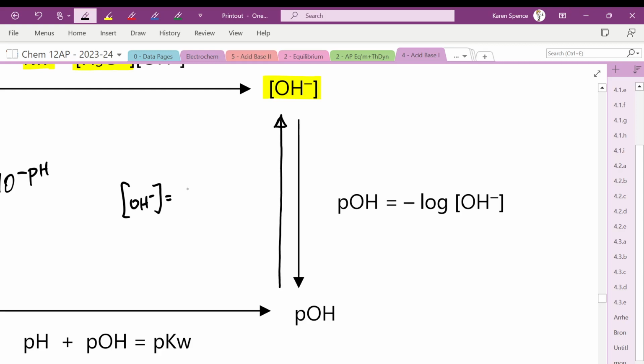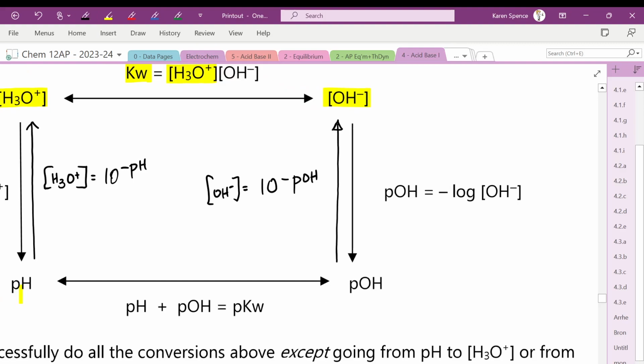OH is equal to 10 to the negative pOH. And then finally, going back and forth along the bottom, we know that pH plus pOH is equal to pKw. Now remember pKw, what's the value of pKw? 14. And you can stick as many zeros on that as you want to, really.